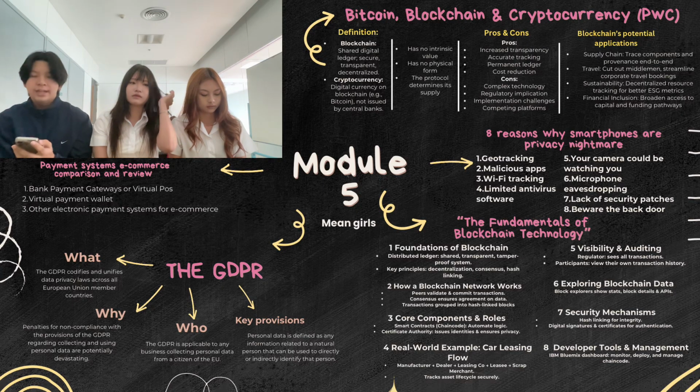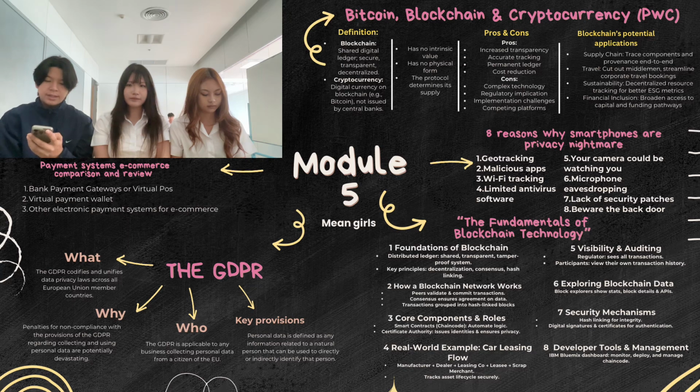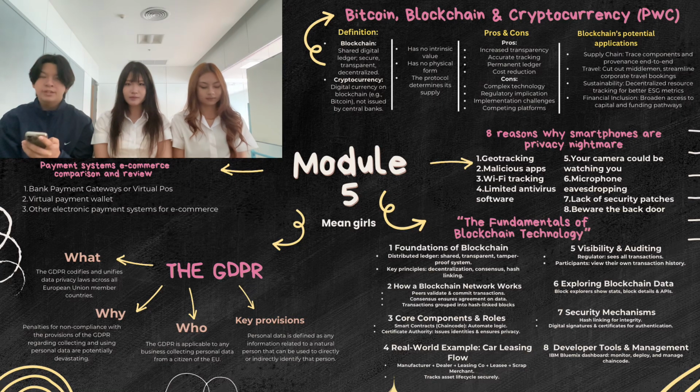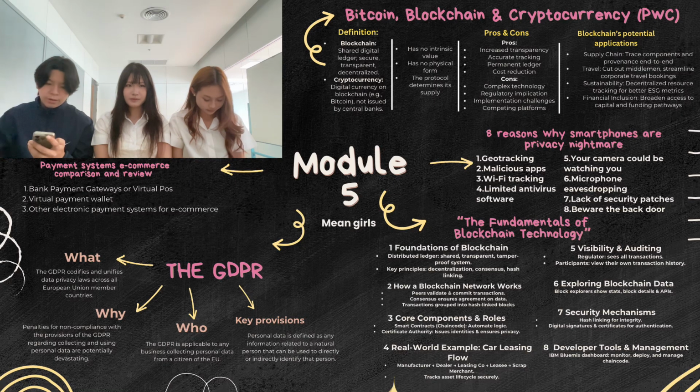So how do blockchain networks work? Transactions are verified by the network before being added to a block, which links to the previous one, creating an unbreakable chain. Next are the core components and roles. Smart contracts automate processes, and blockchain certificate authorities provide secure digital identities to keep private things private.